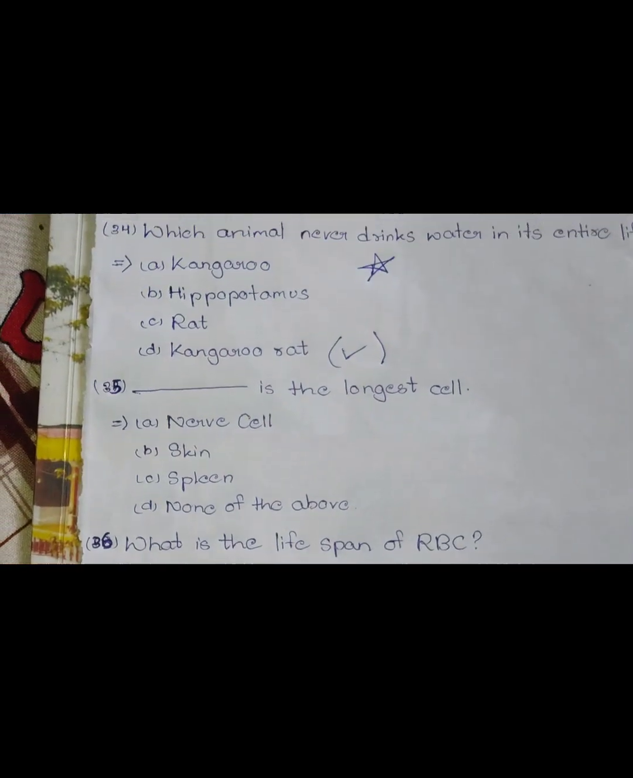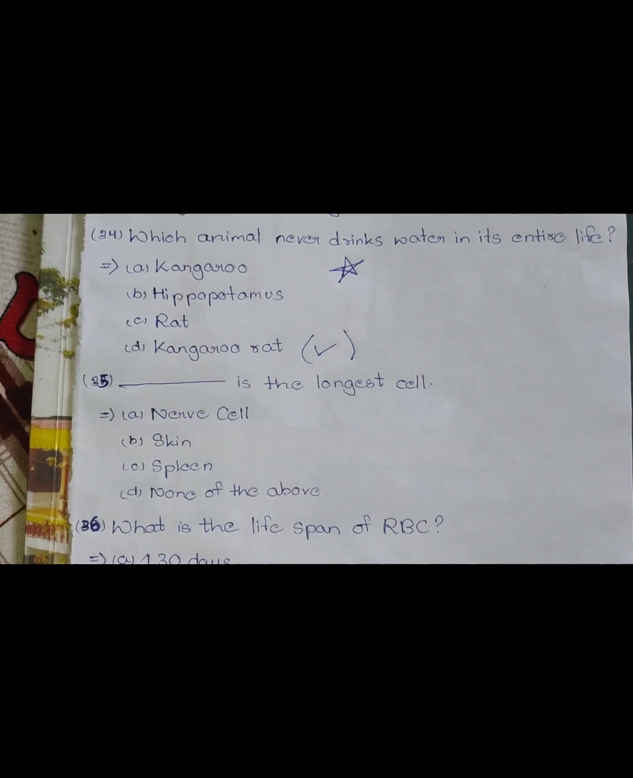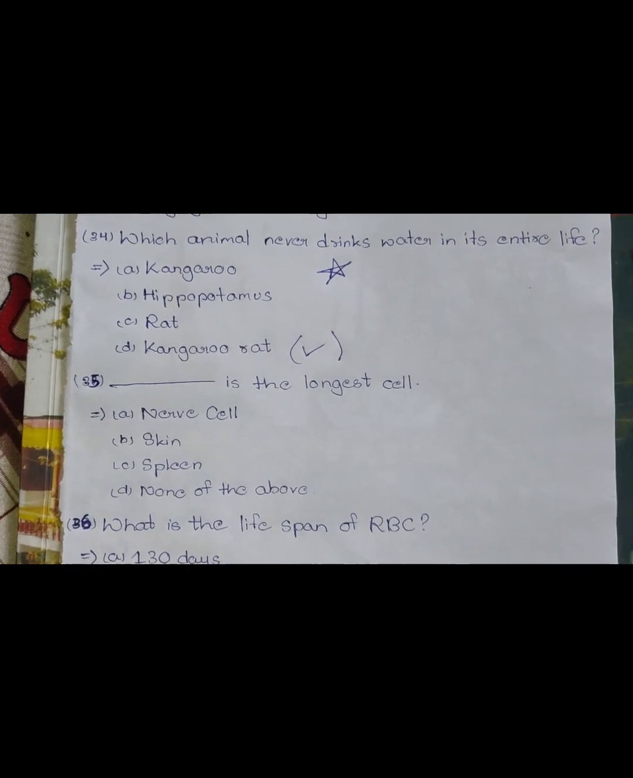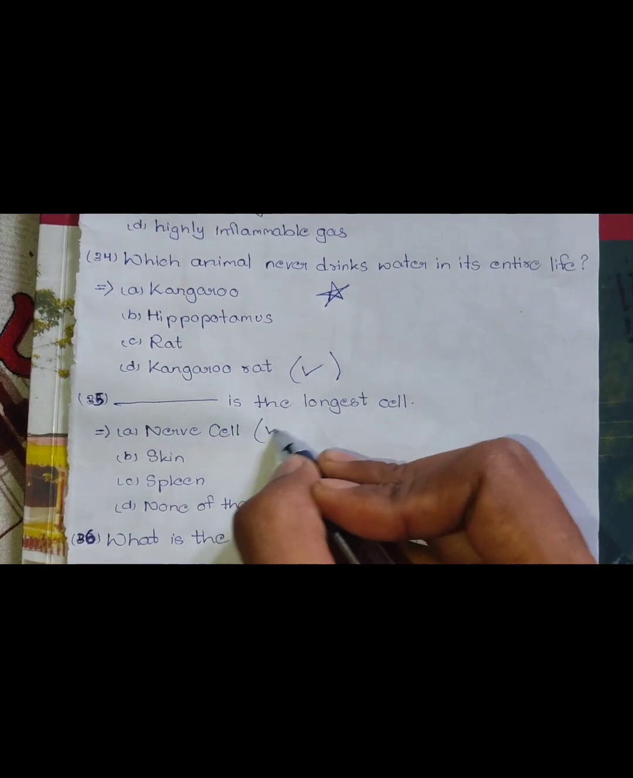Next question. Dash is the longest cell. Option A nerve cell, option B skin, option C spleen, option D none of the above. So the right answer is option A nerve cell.